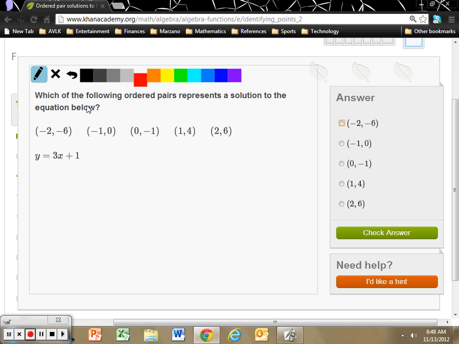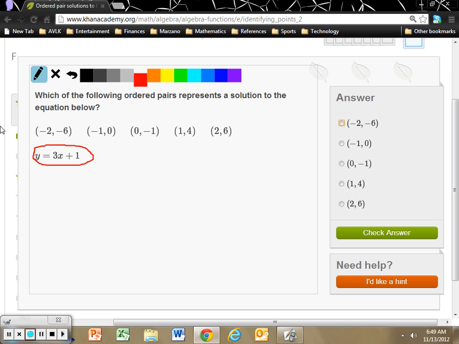So it says, which of the following ordered pairs represents a solution to the equation below? Now, here's the equation we're focusing in on. It's y equals 3 times x plus 1. Now this is a nice skill because it reinforces our substitution and evaluating an equation, which will be skills we hit on the chapter test, which comes up on Friday.